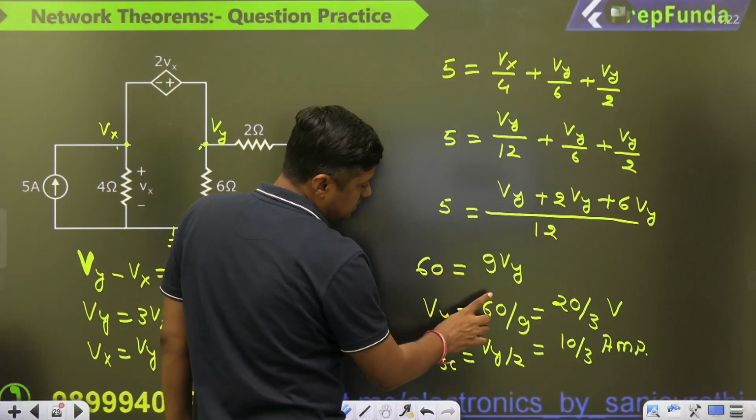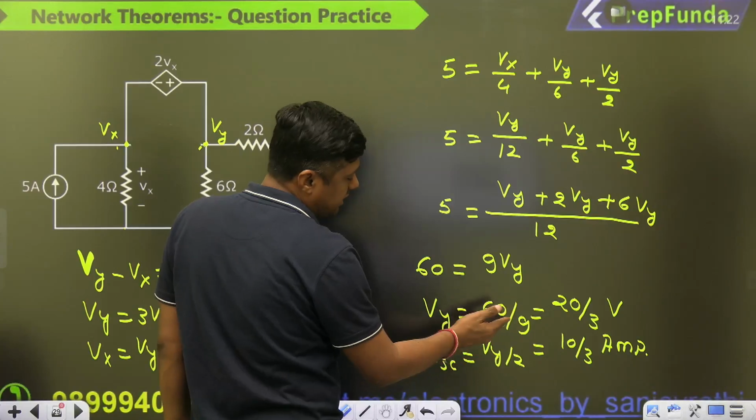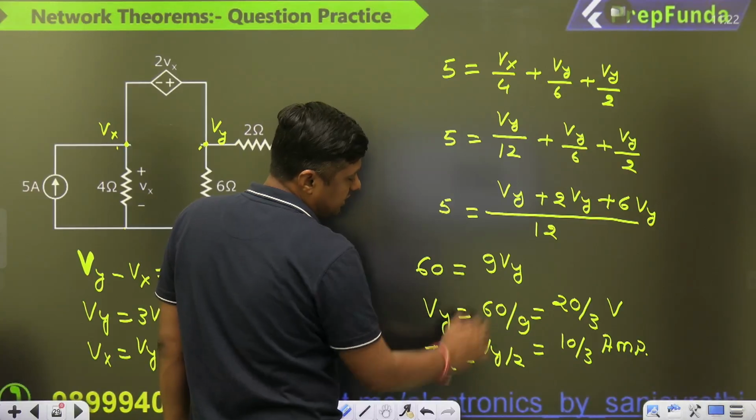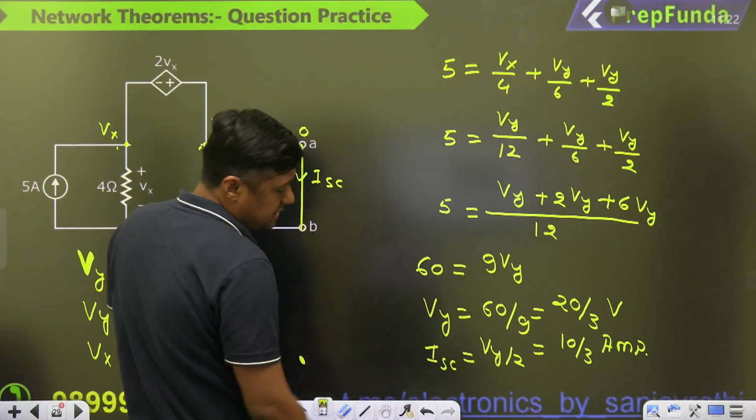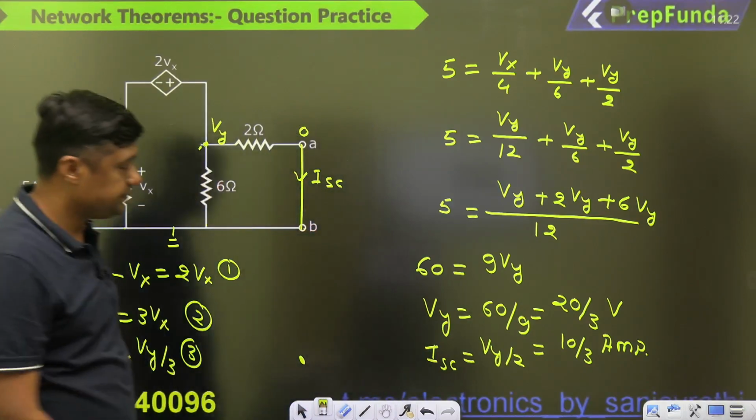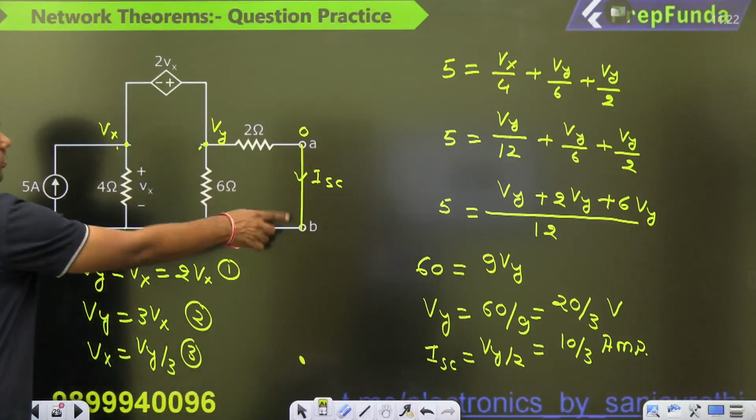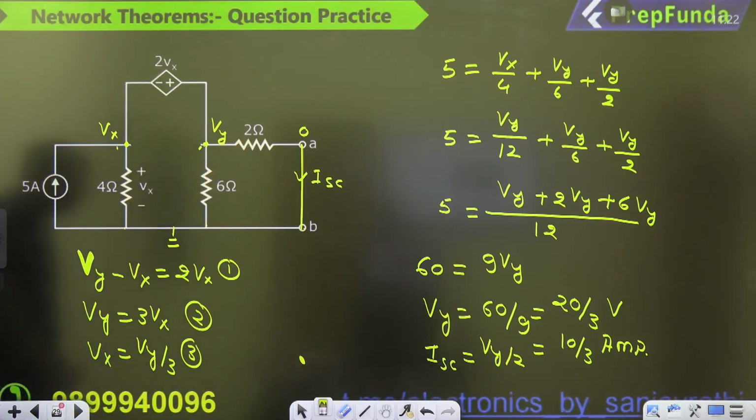That is 20 by 3. And then ISC is Vy by 2, that is (Vy minus 0) by 2. You will get the 10 by 3 ampere short circuit current, Norton's current.